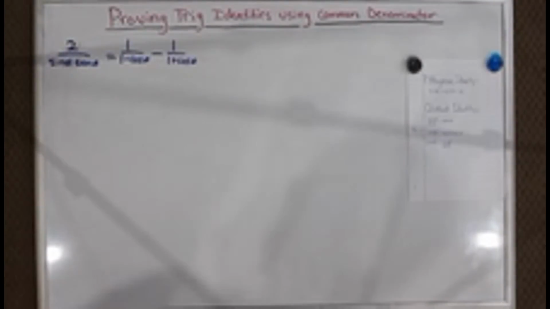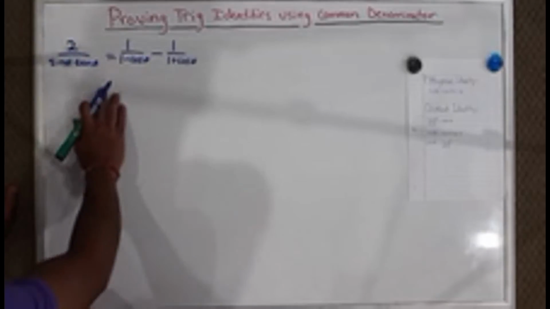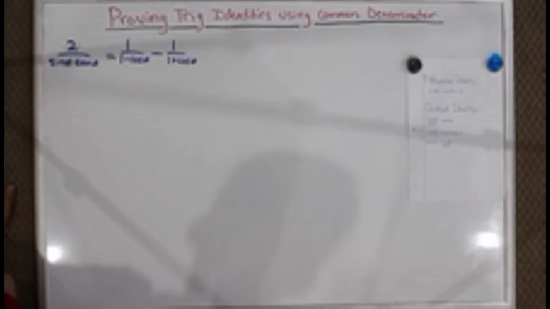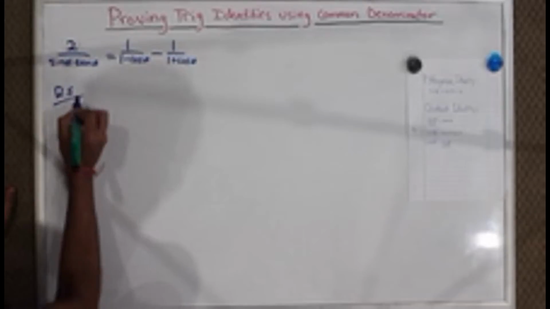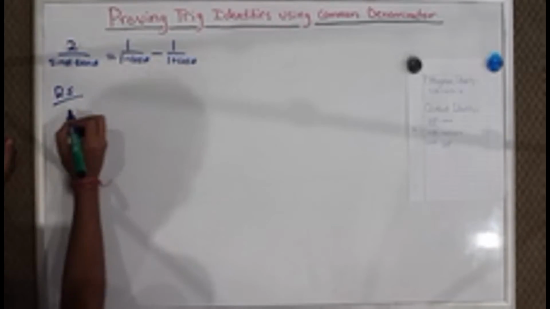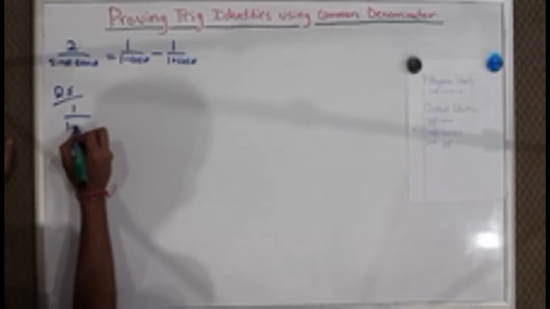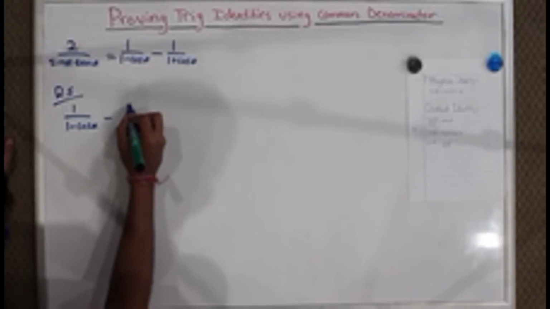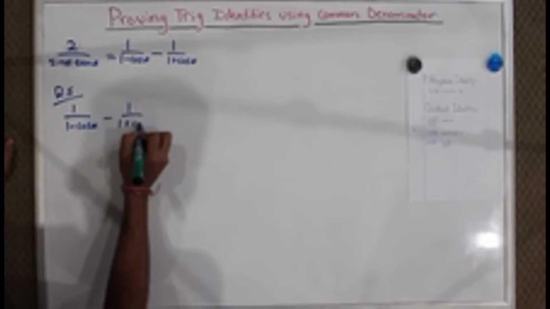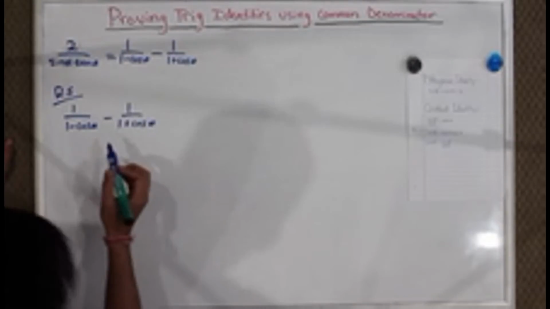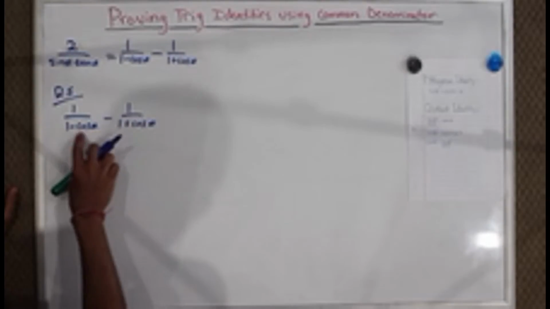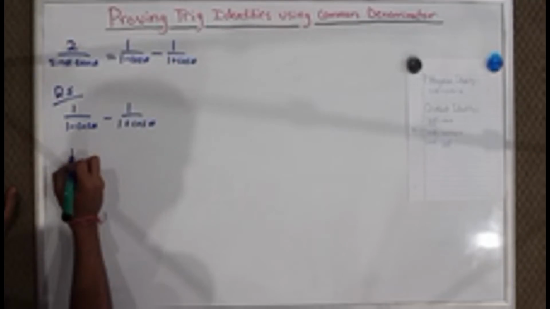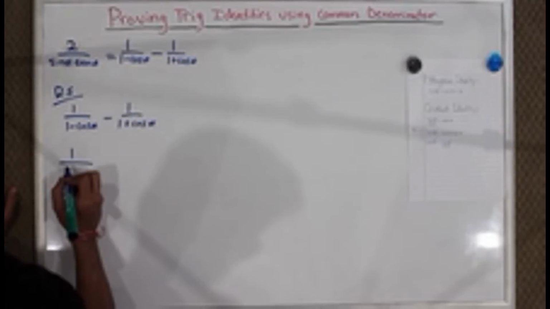Okay, so now I'm gonna prove this trig identity. I showed that it's the same using common denominators. At first, we're gonna work with the right side here. So we're gonna write down 1 over 1 minus cos theta minus 1 over 1 plus cos theta. Now we have to make the bottoms the same. So I'm gonna multiply this by this and this by that to make the denominator the same. And whatever we do to the bottom, we have to do to the top too.